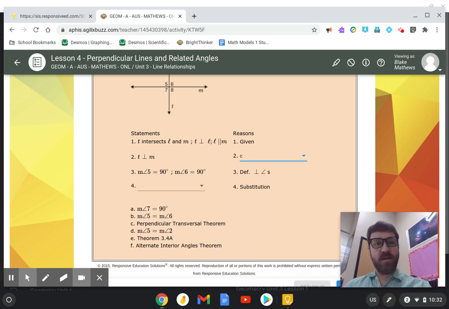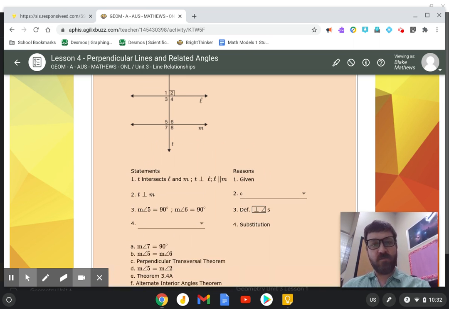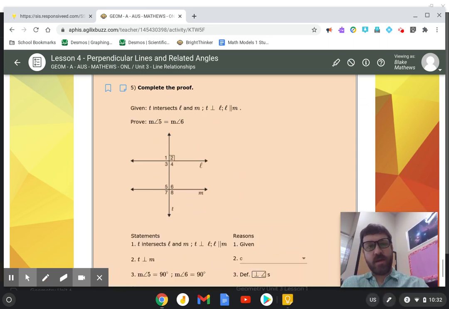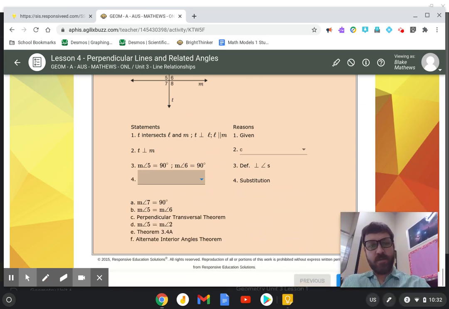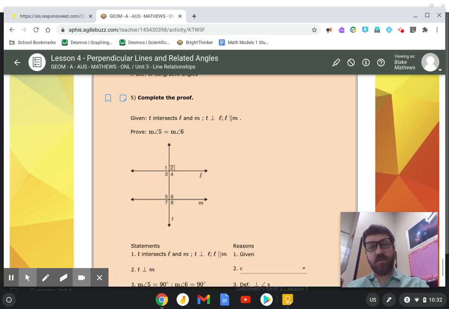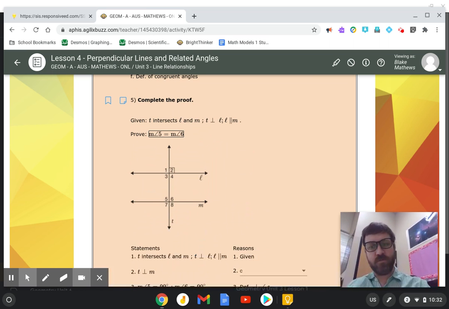Then we say that 5 and 6 are 90 degrees because that's the definition of perpendicular lines. If these two lines are perpendicular, then these have to both be equal to 90 degrees. And then to substitute, all we're doing there is proving that the measure of angle 5 is equal to the measure of angle 6, because that was the last thing we needed to prove. So always, the last line of your proof is going to be the thing you were trying to prove.